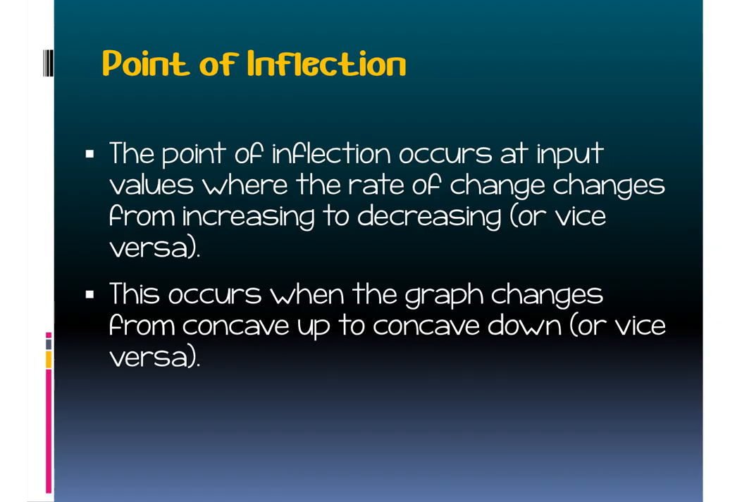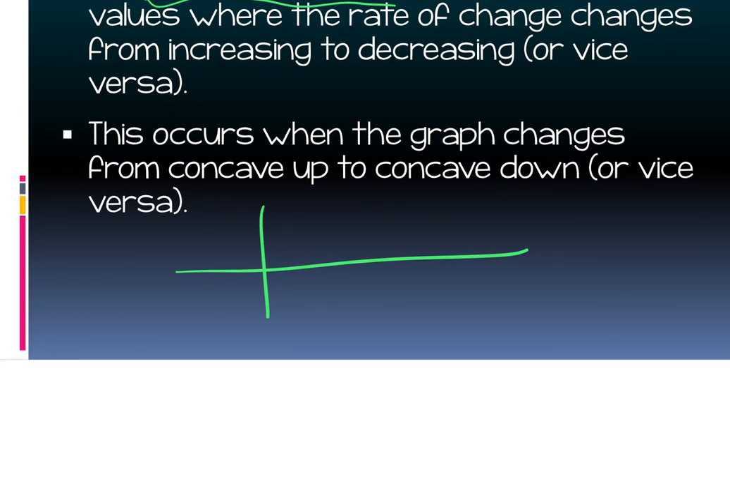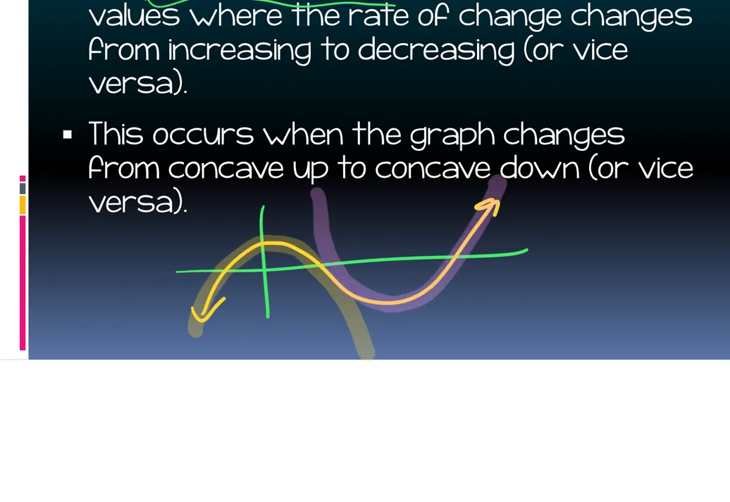The rate of change increasing is concave up. Rate of change decreasing is concave down. So when our graph changes from concave up to concave down, from our U's to our N's, it's called a point of inflection. So if my graph looks something like this, then I can have this part concave down, this part concave up, and I would have exactly one point of inflection.